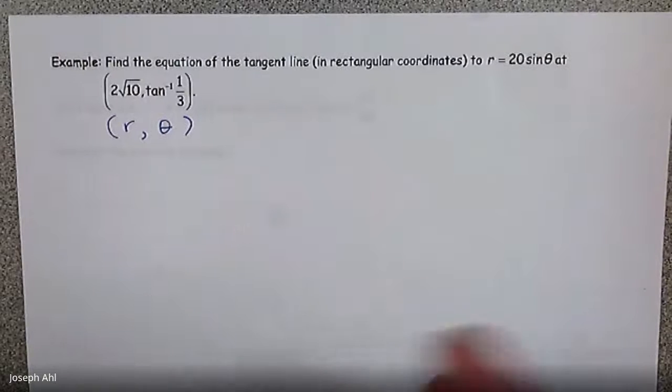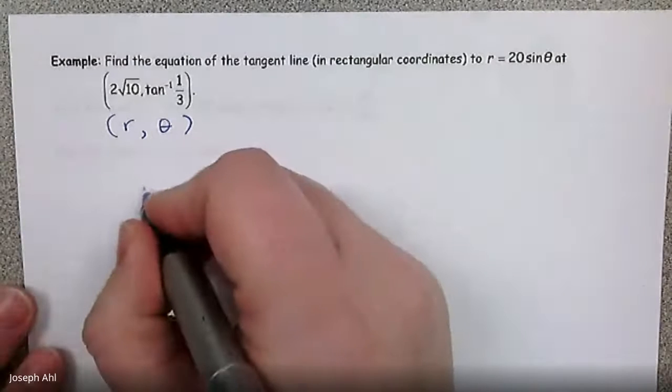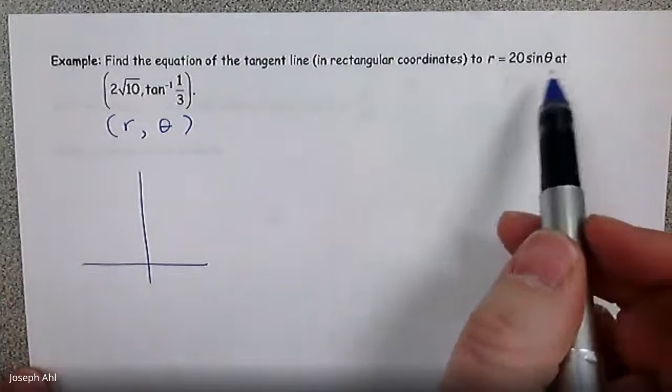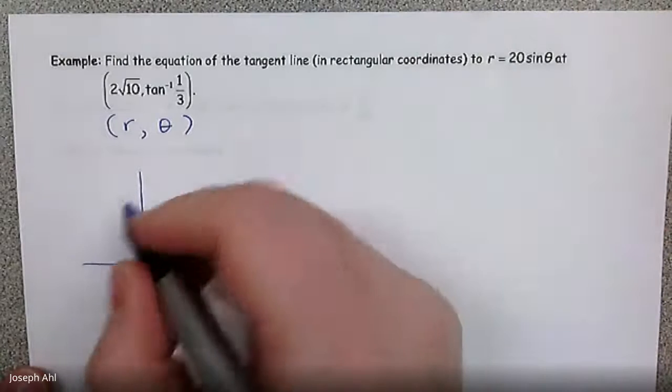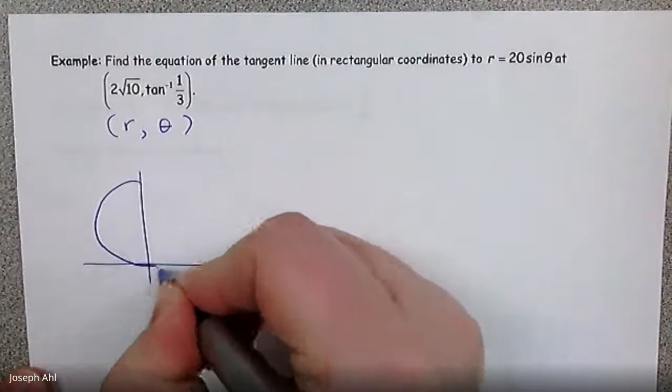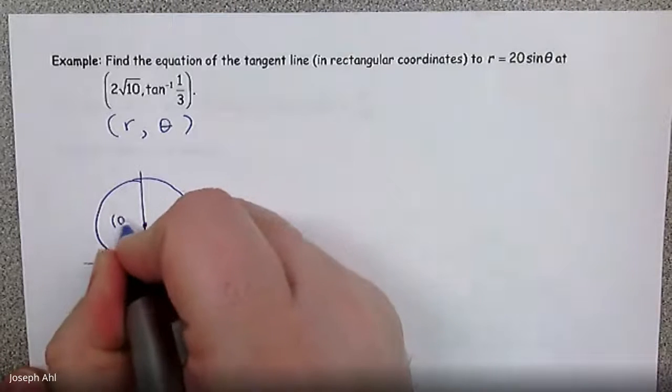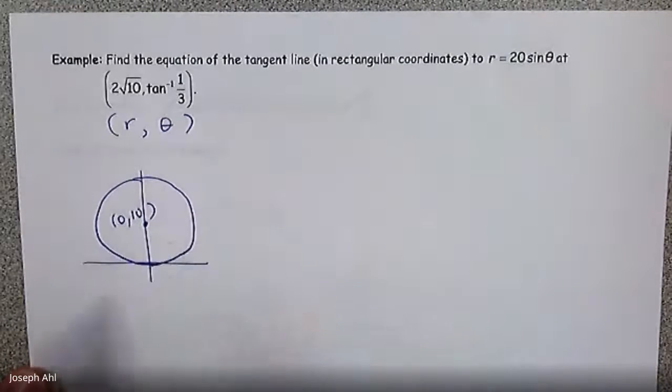Okay, so we want to try and figure out, what is that coordinate if we convert it to rectangular form with x's and y's, and then we'll talk about, if we know the point of tangency, how do we find the slope at that specific point? So let's sketch a picture of what we got going on real quick here. If we have 20 sine theta as the polar curve, 20 sine theta is just a circle whose diameter has a length of 20. So therefore the center of the circle is at 0, 10.